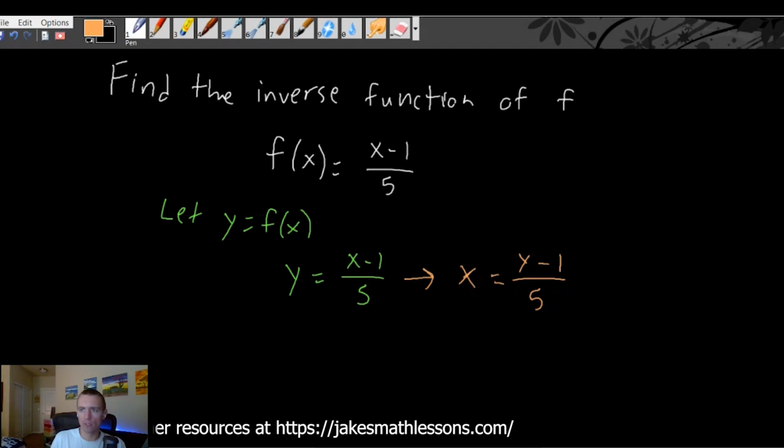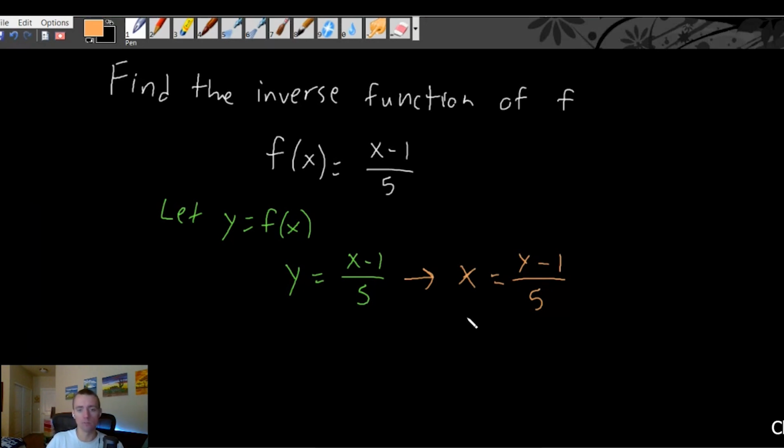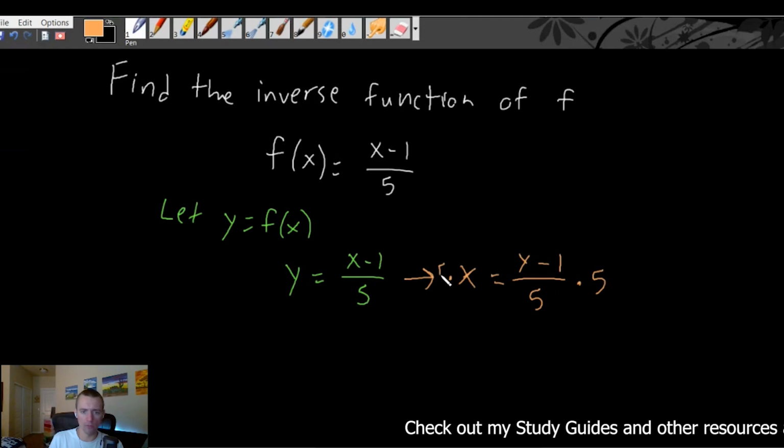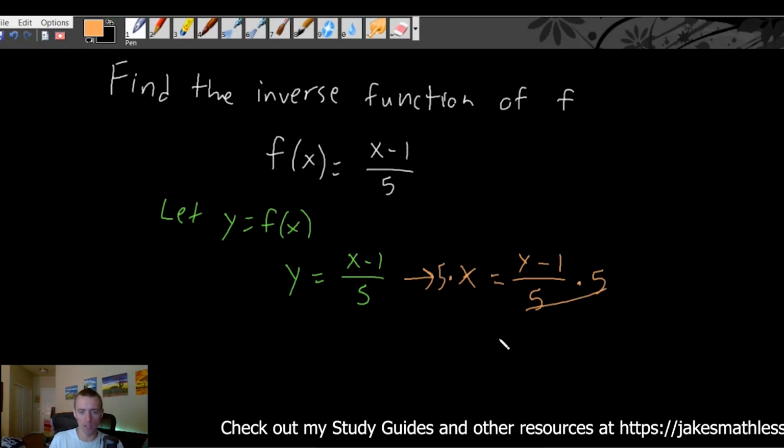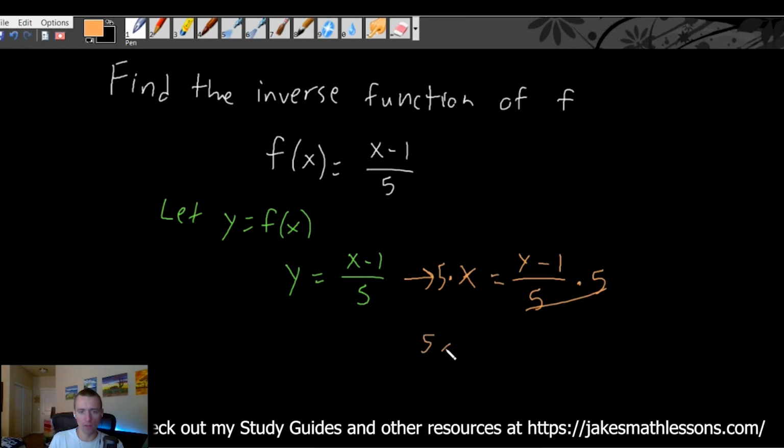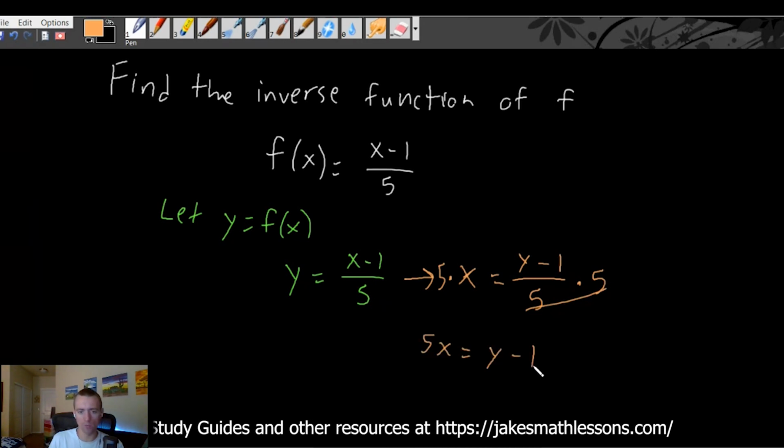So now to find this inverse, all we have to do is take this new equation where we've swapped our x's and y's and isolate the y. So we're just going to get the y all by itself. We're going to move everything else over to the other side of the equation. So we should hopefully end up with y equals something with a bunch of x's in it. To do that, we're first going to have to move this 5 over. So multiply by 5, multiply by 5. Whatever you do to one side of the equation, you have to do to both. So these 5's are going to cancel. We're going to get 5x equals y minus 1.